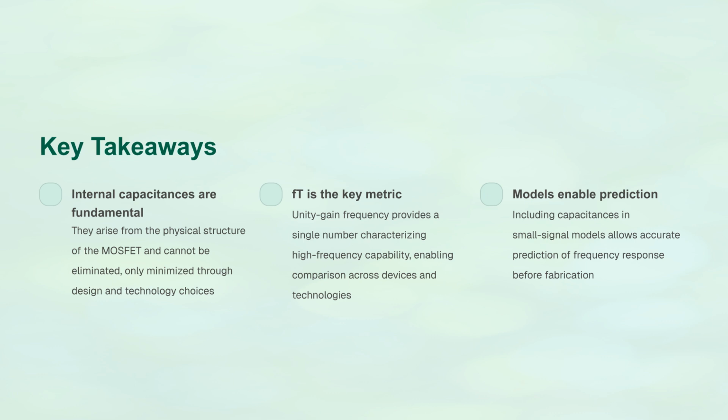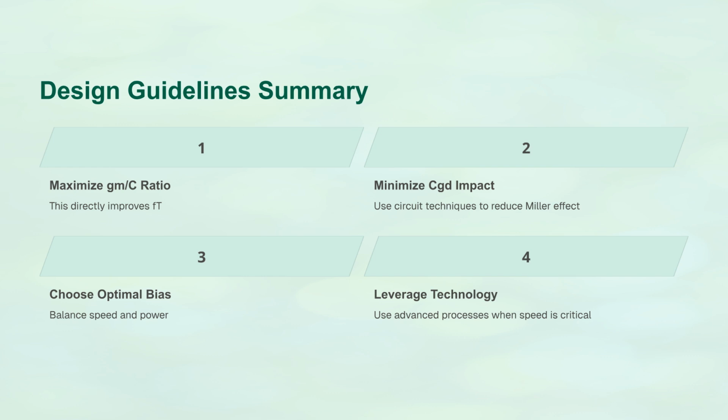Key takeaways include that internal capacitances are fundamental and unavoidable. The unity gain frequency, fT, is the key metric characterizing high-frequency capability. Accurate models, including capacitances, enable precise prediction of frequency response. Design guidelines summarize maximizing the transconductance to capacitance ratio to improve fT. Minimize the impact of CGD by reducing the Miller effect. Choose optimal bias conditions to balance speed and power, and leverage advanced technology when speed is critical.